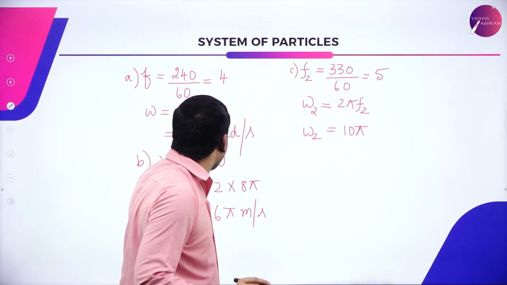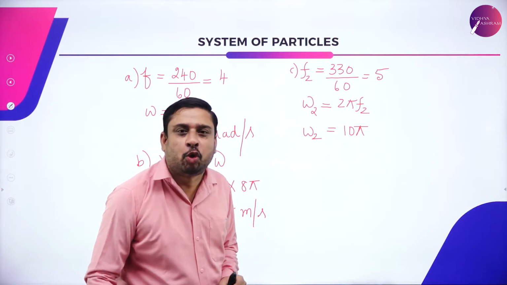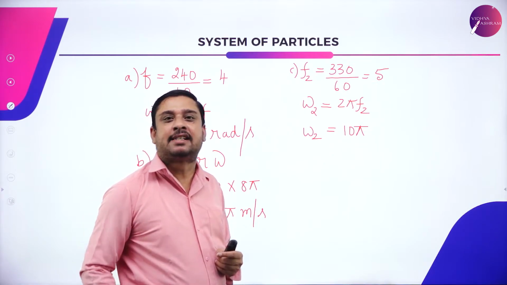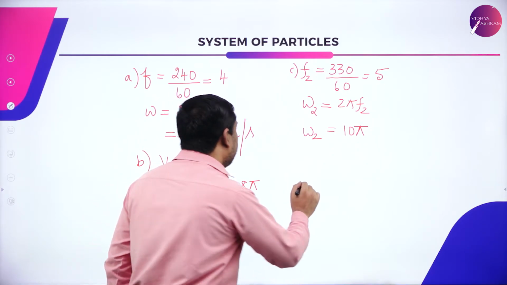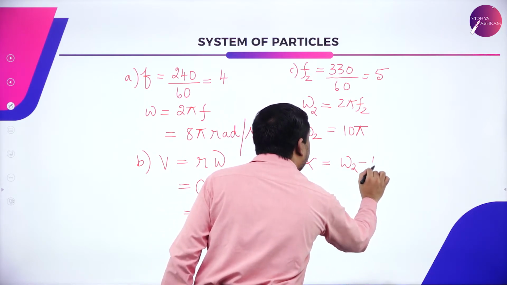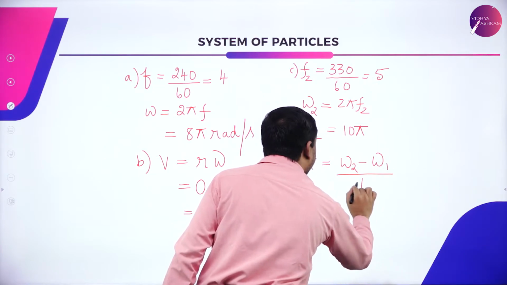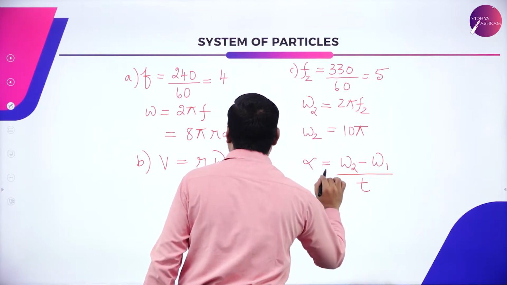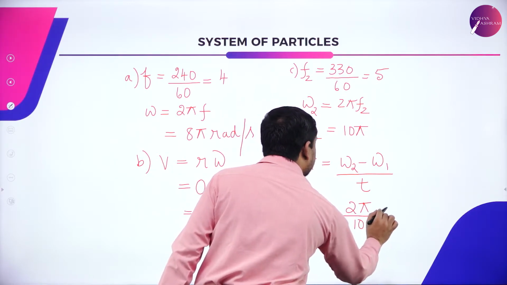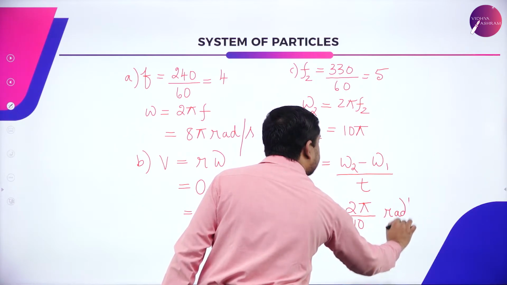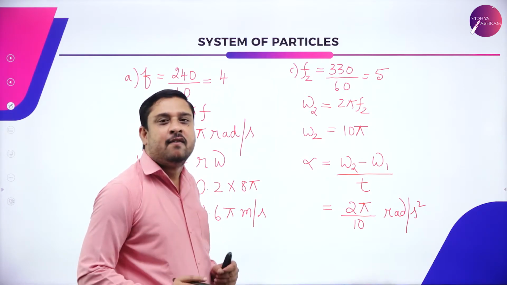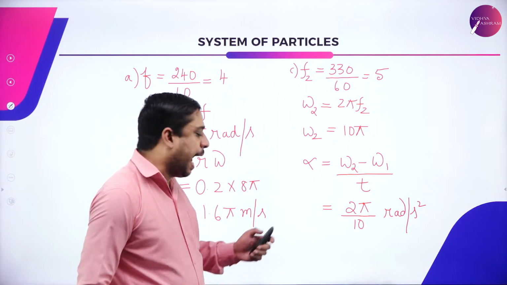I have omega 1, omega 2, time. How will I calculate angular acceleration? Very good. So alpha is omega 2 minus omega 1 by t. So 10 pi minus 8 pi, which is 2 pi by 10, radian per second square. So this is the value of alpha, which is angular acceleration.